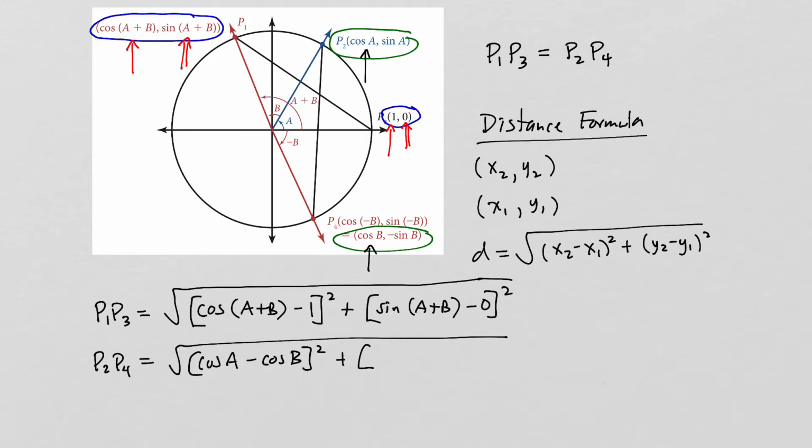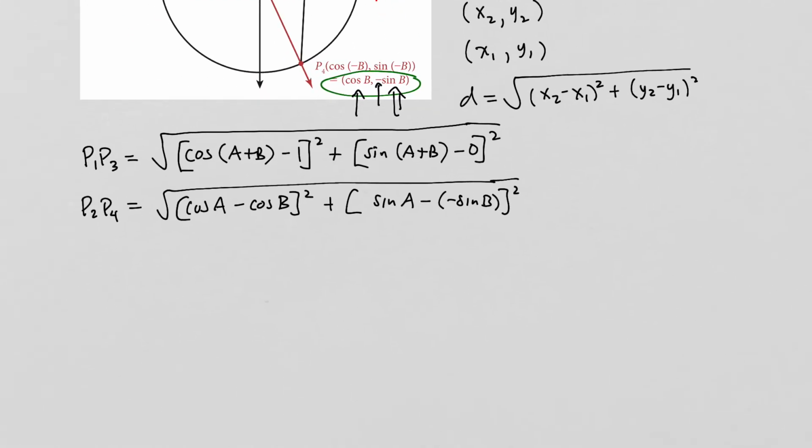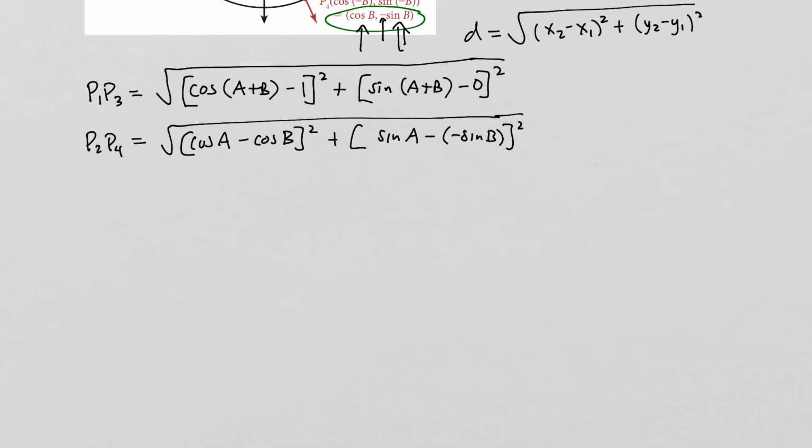Plus, and then we do the same thing with the y-coordinates. So sine of A minus negative sine of B quantity squared, right? So notice that there is a negative in front of the sine there.